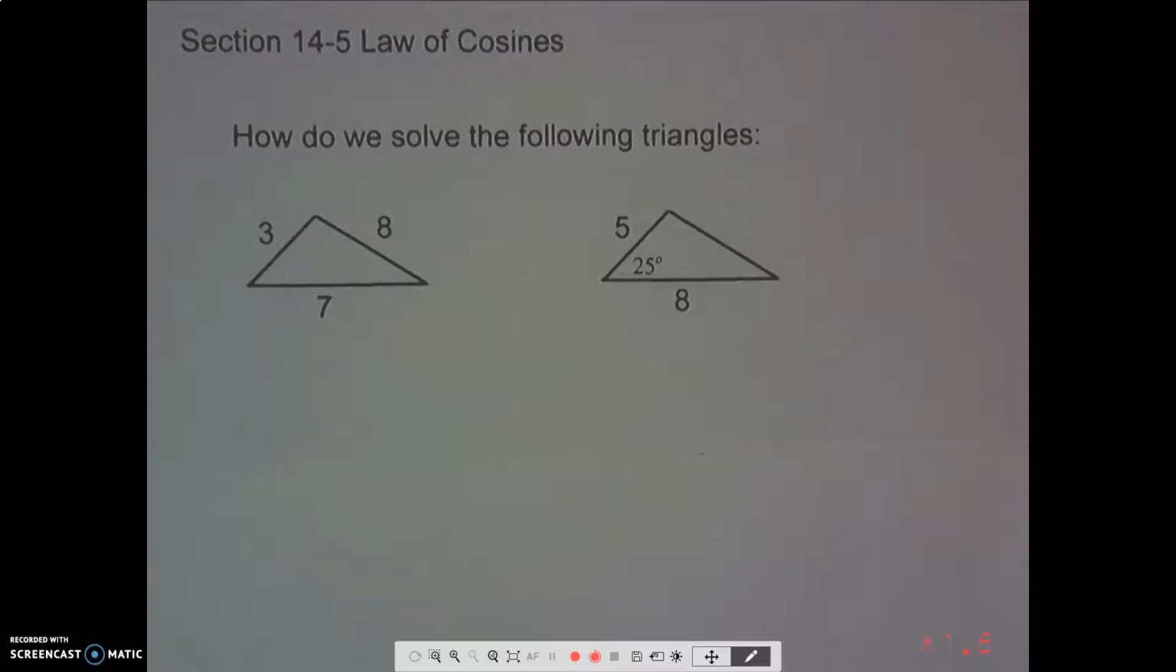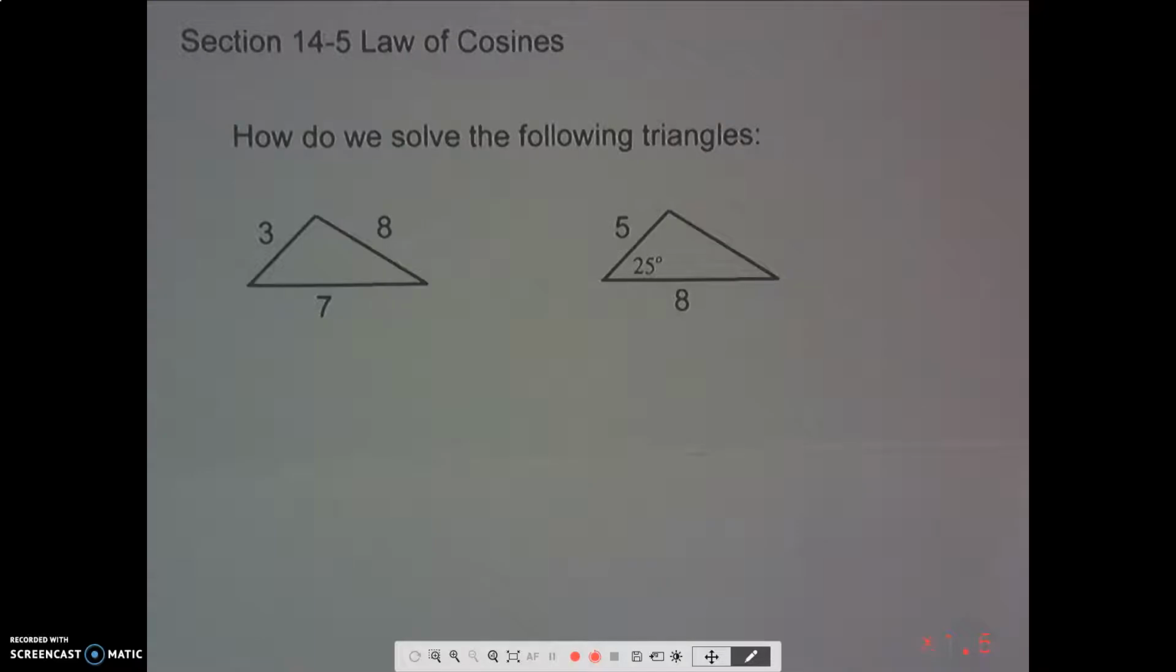Today we're going to talk about the law of cosines. So again, this is something that you dealt with in geometry, but we're going to refresh your memory. Before this, we talked about right triangle trig. That only works for right triangles. And then we talked about law of sines, and that only works if you have an angle side pair.